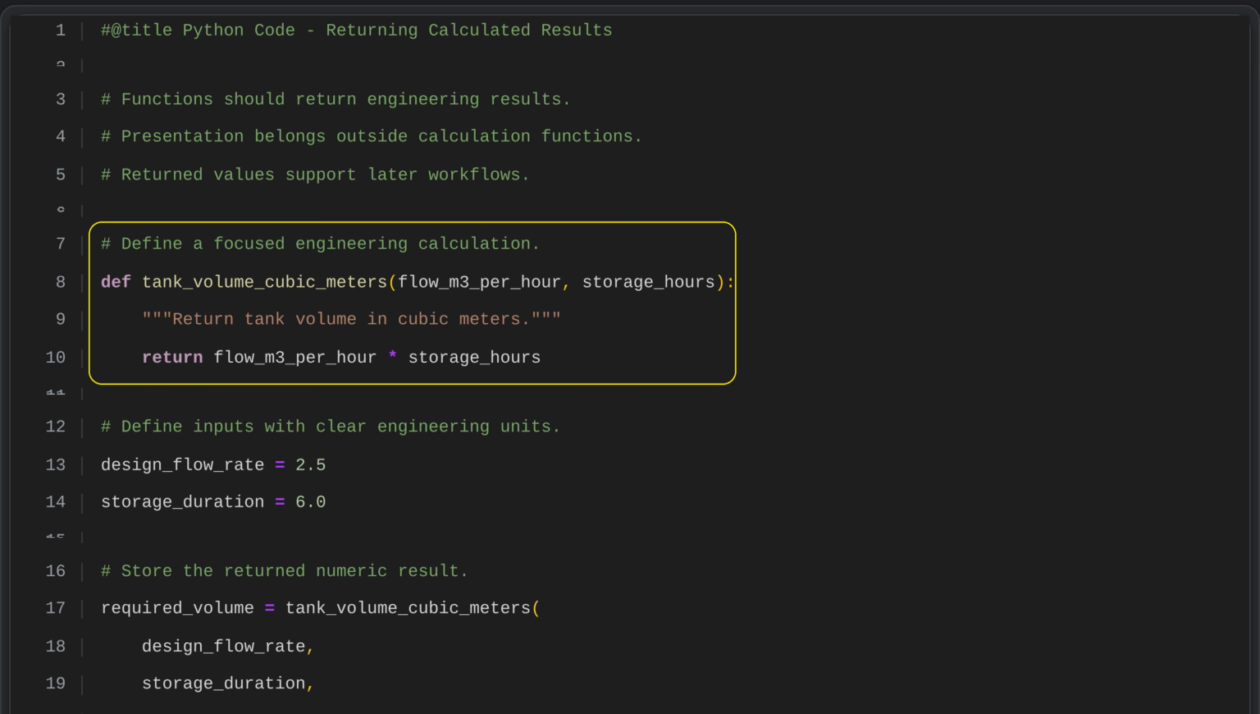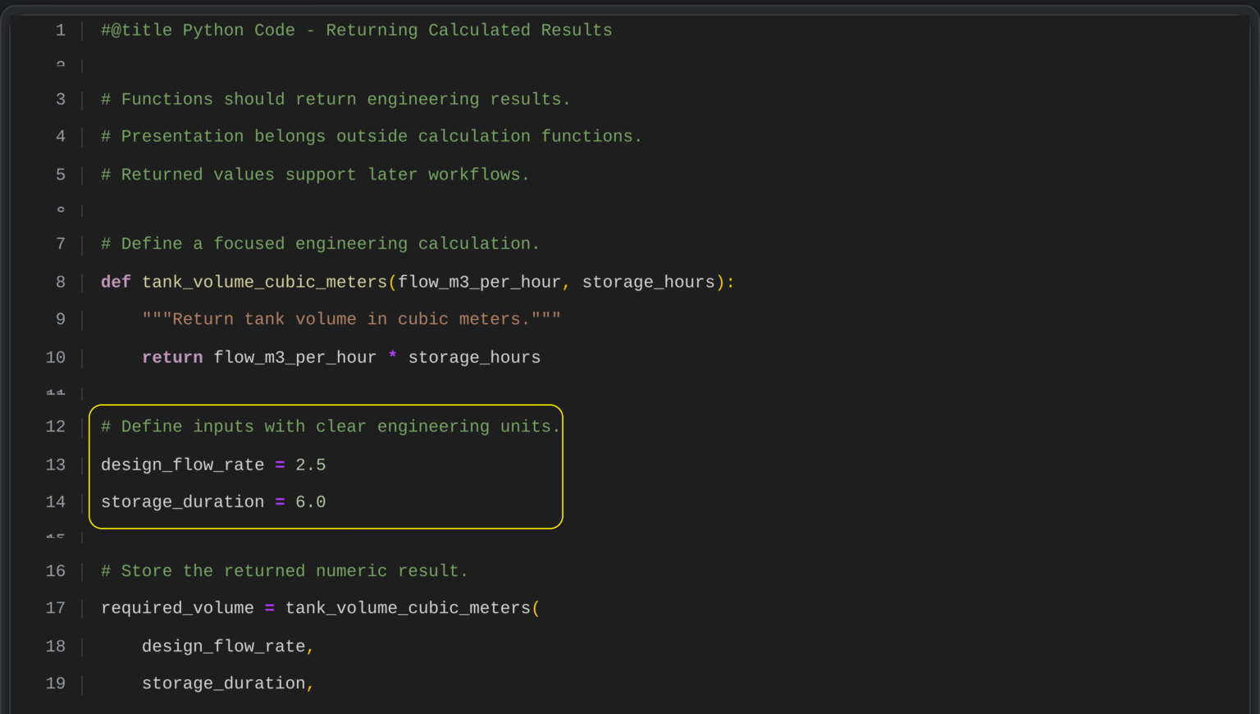The tank volume cubic meters function calculates the storage volume needed for a given flow rate and storage time. It takes the flow in cubic meters per hour and the number of storage hours, multiplies them, and returns the required tank volume in cubic meters for use elsewhere in the program.